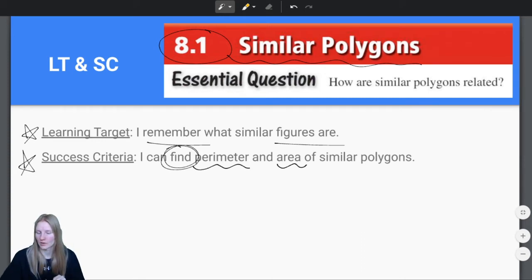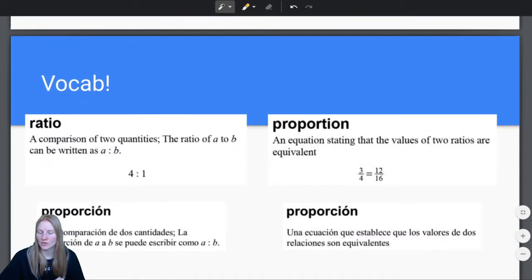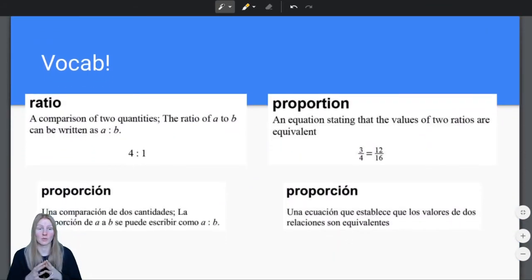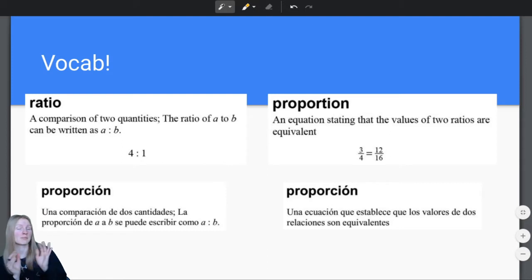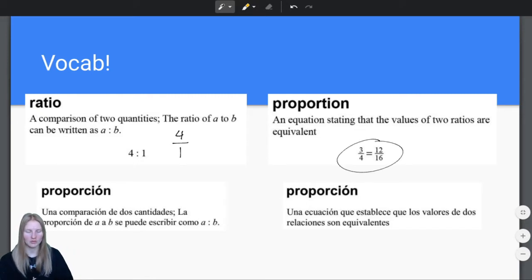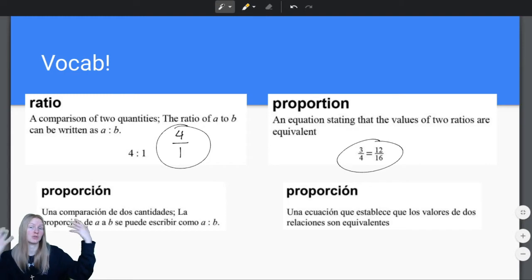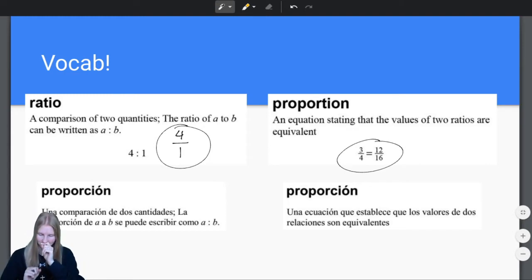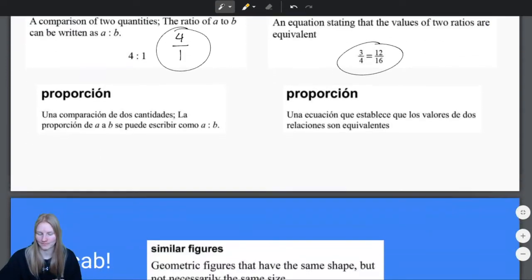Before we can find perimeter and area of similar polygons, we need to remember a few key vocab words. So, remember ratios and proportions. A ratio is like one fraction. We can write the ratio of 4 to 1 as 4 over 1. A proportion is when two fractions or two ratios are equal to each other. So that's going to be important for this lesson, as well as all lessons where we talk about similar figures.